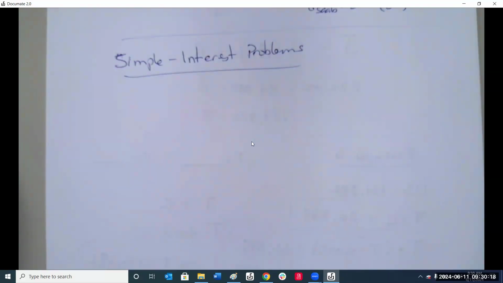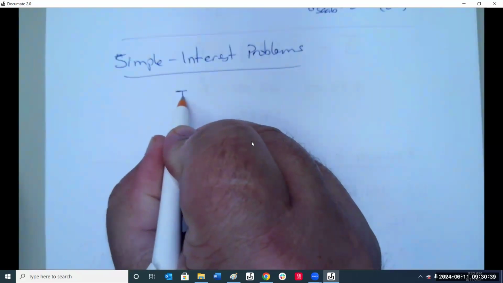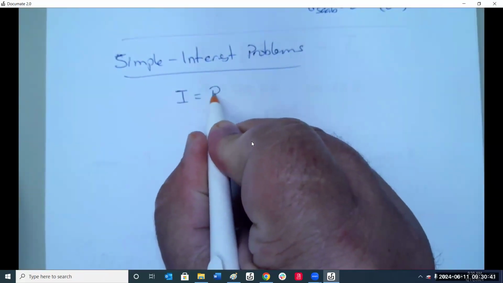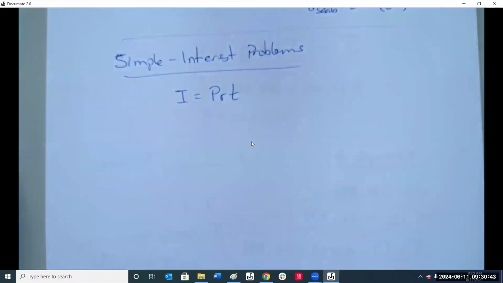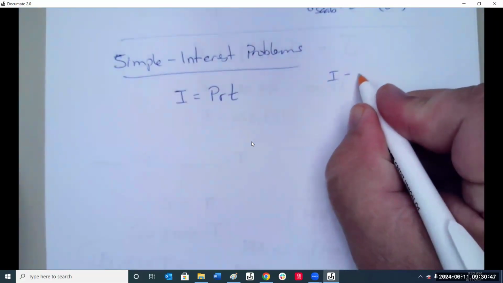We have two types of interest that we deal with: simple interest or compound interest. Banks use compound interest because they can go by each day that you borrow the money. Simple interest is one set amount that you're going to borrow and pay back. The simple interest formula, the interest amount is PRT. So I is the interest.